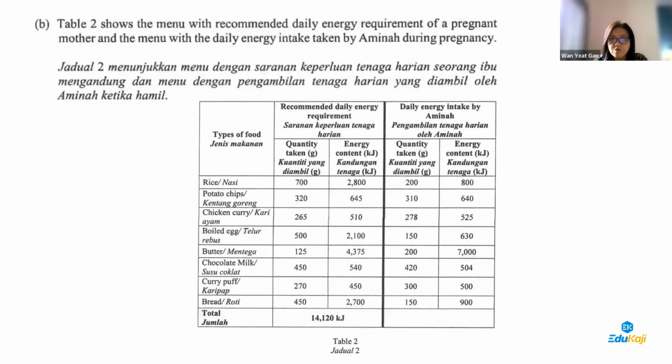B, table 2 show the menu with recommended daily energy requirement of a pregnant woman and the menu with the daily energy taken by Amina during pregnancy. So Amina, who is pregnant, is taking food that is compared to the daily energy requirement, which is on the left side of the table. So if you look at the energy comparatively, for example, for rice, the recommended daily energy requirement is at least 700 grams, but Amina is taking only 200 grams. So you can compare the data between what is being taken by Amina as well as what is recommended daily energy requirement for a normal person. Okay, let's see the question.